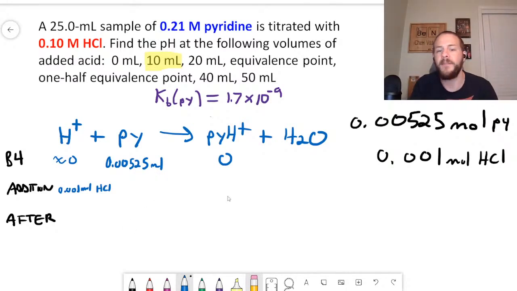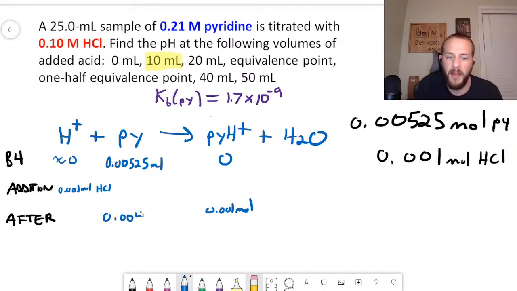So that means that after the addition, after this is all said and done, we're going to have 0.001 moles of the conjugate acid of pyridine, right? And we're going to have 0.00525 moles minus 0.001 moles of pyridine. That's how much pyridine we have left. So it's 0.00425, right? 0.00525 minus 0.001 is 0.00425.